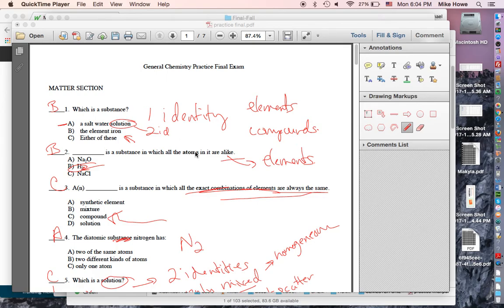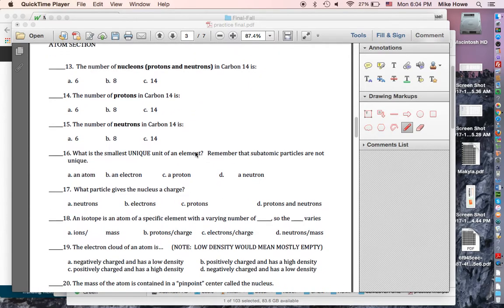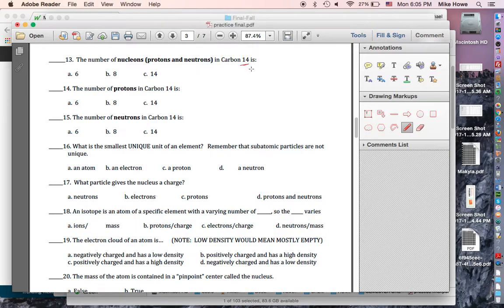So now we're going to continue with part 2 of this practice final. This is the atom section. So, number of protons and neutrons in carbon 14. 14 is the mass. So mass includes protons plus neutrons. So the answer would be 14.